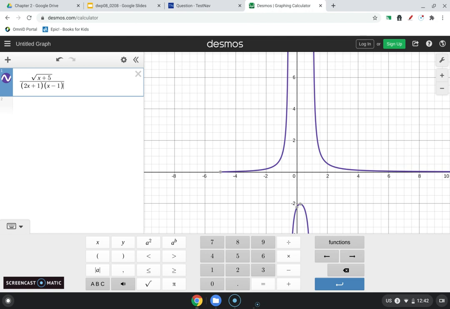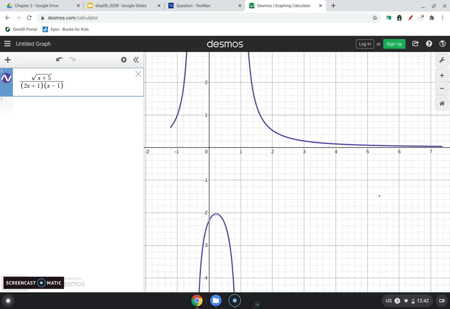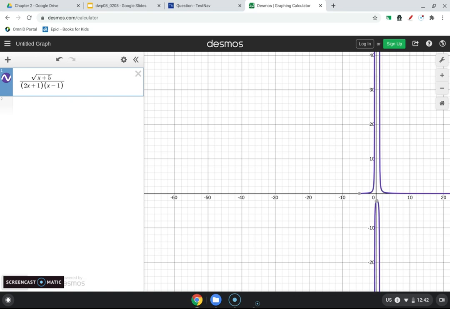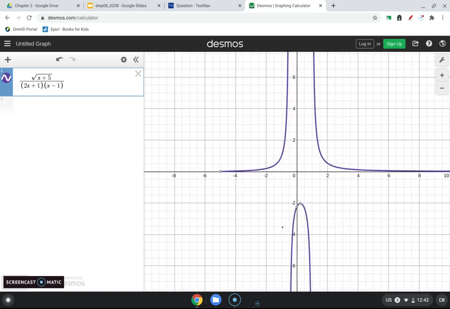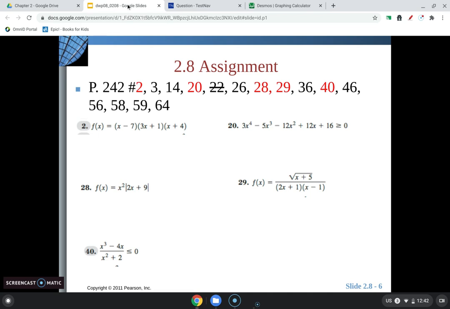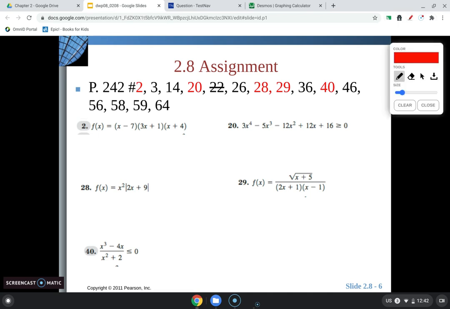So we got a 0 at negative 5, and I don't think it gets really close to that line, but it never hits it. This is all below. So we had a 0 at negative 5. So the zeros are at negative 5. B, it's undefined at the bottom 0, so negative 1/2 and 1.